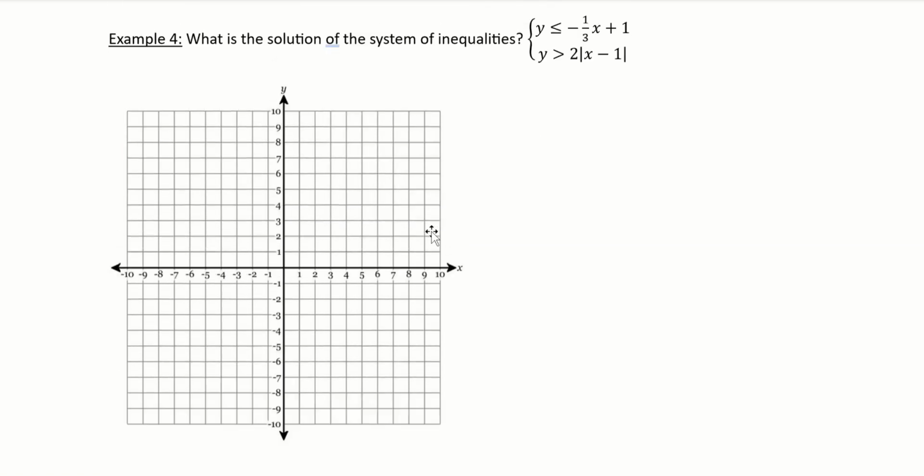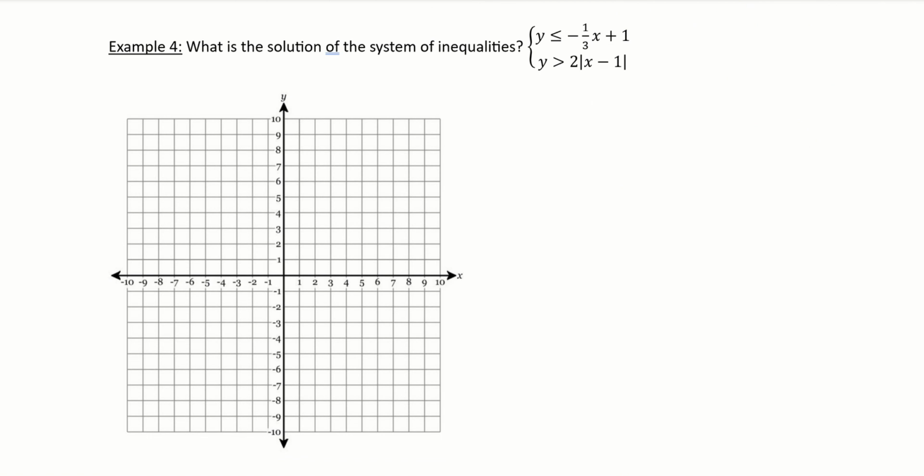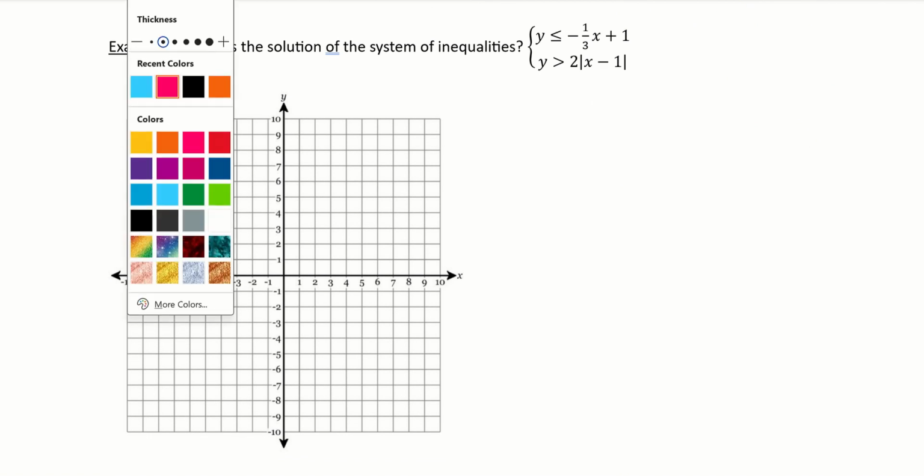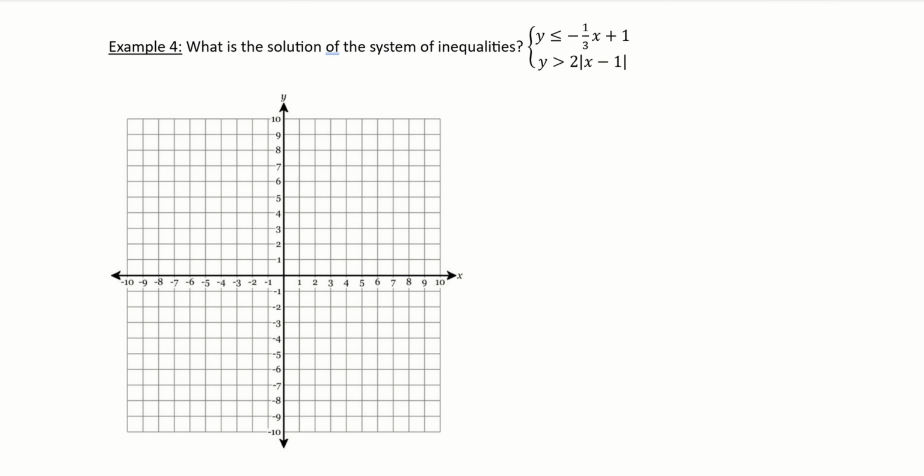Let's look at one more. So here I have y is less than or equal to negative 1/3 x plus 1. So my y-intercept for the line is 1. And my slope is negative 1/3. So I'm going to go down 1 over 3, down 1 over 3. And I'll draw in my line. My line is solid because it's less than or equal to. And because it's less than or equal to, all the y values below this line would satisfy that equation. So I would shade below the boundary line.